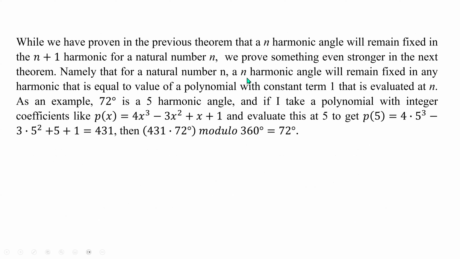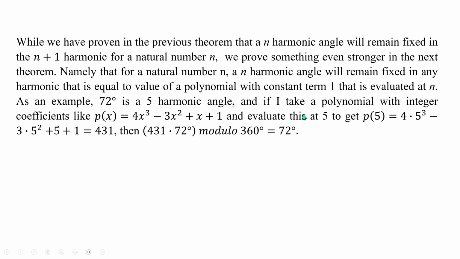Namely, that for natural number n, an n-harmonic angle will remain fixed in any harmonic that is equal to the value of a polynomial with constant term 1 that is evaluated at n. As an example, 72 degrees is a 5 harmonic angle.